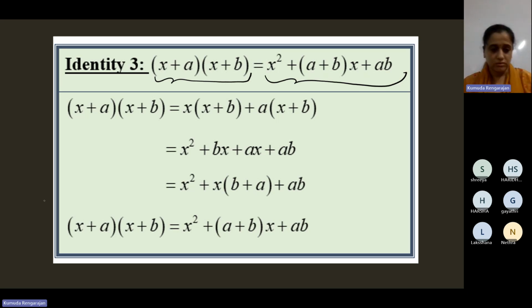You get it? So to derive the identity, we take up the LHS, we find the product, and you see that the result is the RHS.